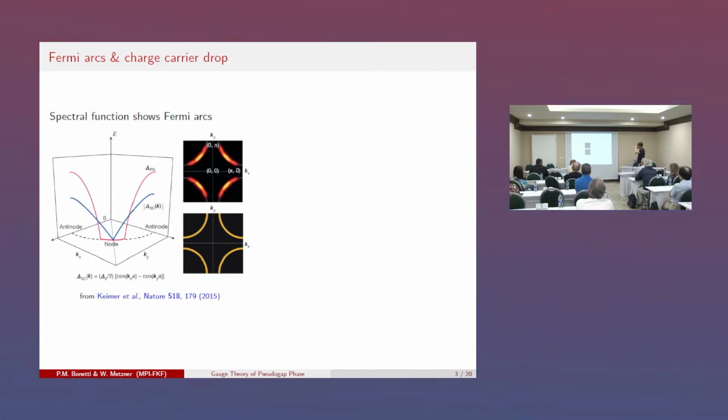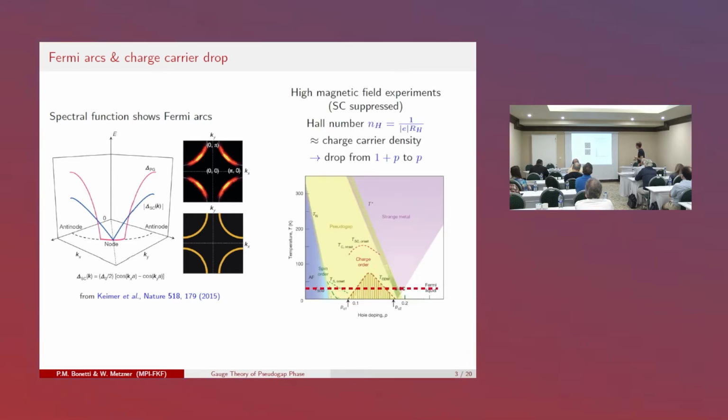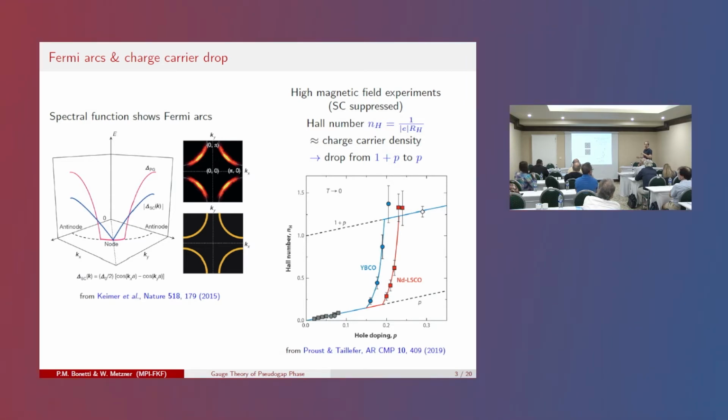Just a few features of that pseudogap taken from experiment. One is these Fermi arcs: the big Fermi surface of the non-interacting system, or what you have at large doping, is truncated, and spectral weight appears at low energy at these antinodal points, so you get what looks like arcs. Furthermore, more recently, in high field experiments where you suppress the superconductivity, people have seen, as a function of temperature, and reducing doping in the phase diagram, that the Hall number, which is loosely speaking a measure of the charge carrier density, drops dramatically as you enter into the pseudogap regime. There is a dramatic drop, roughly from 1 plus p, where p is the hole doping, which is the volume of the big Fermi surface, to p, which is the volume of something smaller. In our theory it will be just hole pockets.